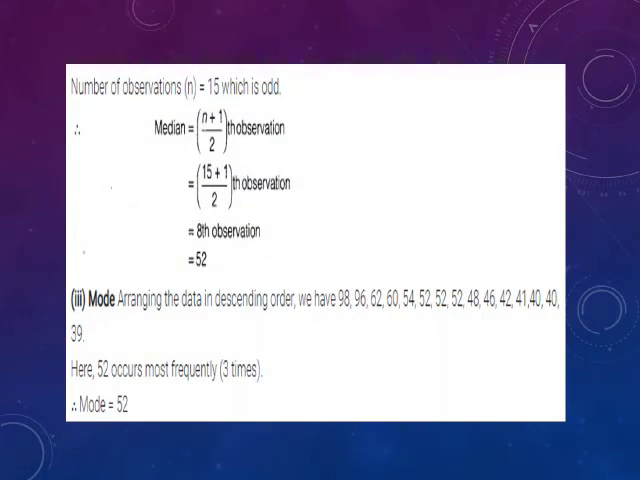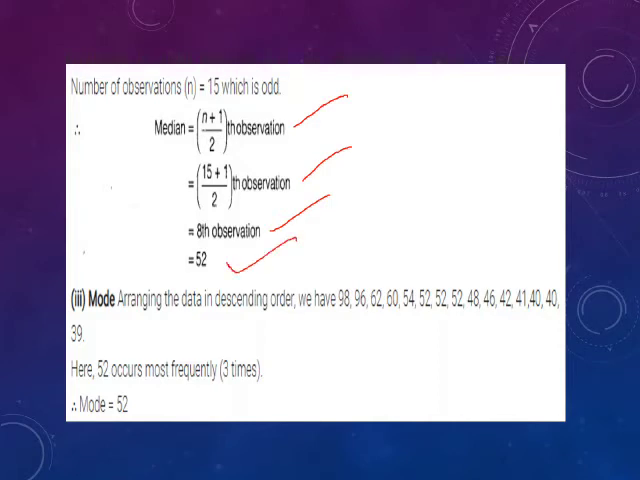So median formula is n plus 1 divided by 2. Here n value is 15. So 15 plus 1 divided by 2 will get 16 divided by 2. So we'll get the 8th observation. In the place of 8th observation, we have 52. So median value is 52.